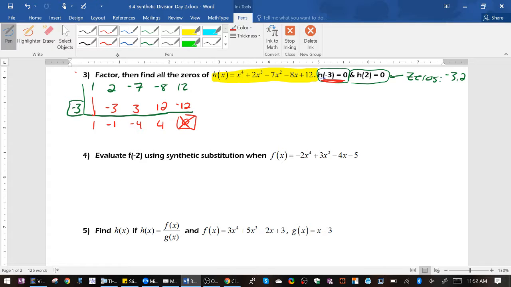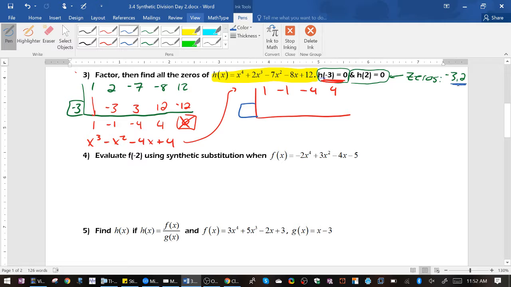So now this function right here is technically a cubic function. It's x cubed minus x squared minus 4x plus 4. It's still cubic. So we're going to take that information and put those numbers up top for our next set of synthetic division: 1, negative 4, and 4. And then we're going to do synthetic division the second time using that other 0 that they gave us, which was negative 2. And we do synthetic division again.